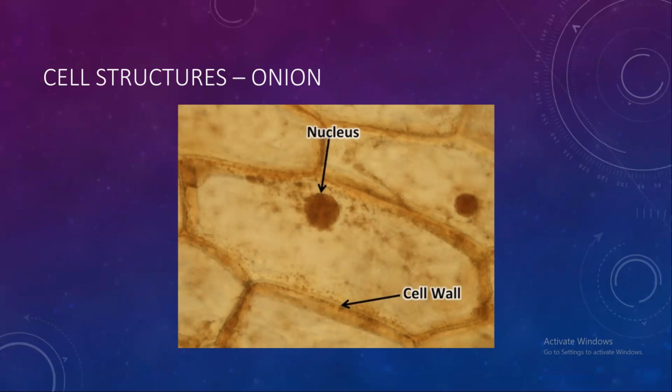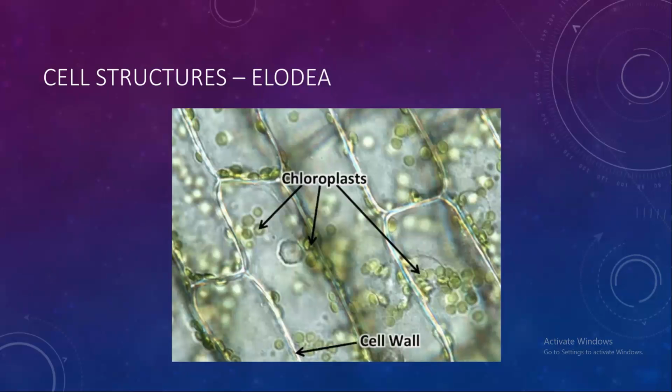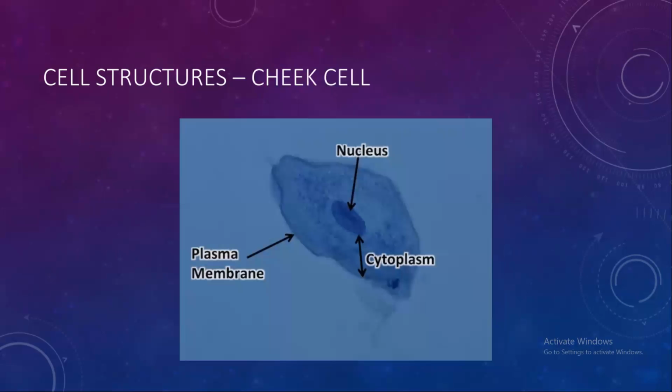So the types of structures you should have been looking for, in this case, things like nucleus and cell wall, because this one is a picture from an onion. For the Elodea, the green circles floating around are chloroplasts, and again, there's a cell wall. Plants have cell walls. Human cells have plasma membranes or cell membranes. They do not have cell walls. Our cells are squishy and can pop. No cell walls. But here, the big circle is the nucleus.